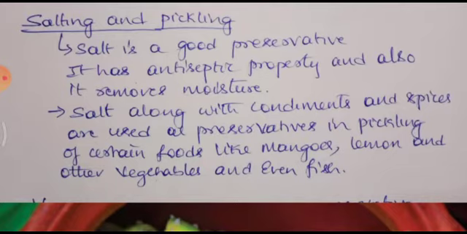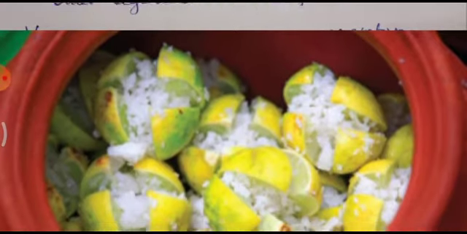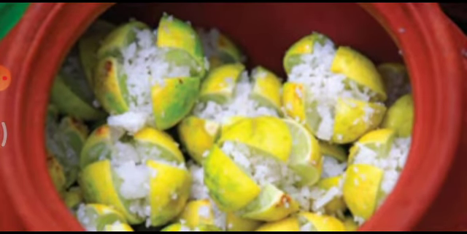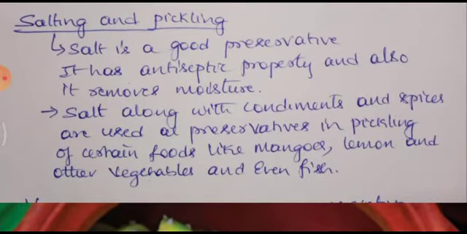Salt along with condiments and spices is used as a preservative in pickling of certain foods like mangoes, lemon and other vegetables, and even fish. In large quantity, salt is used for preservation of fish, and also different items are stored by the salting process. Here you can see the depiction. Here lemon is added with a large quantity of salt, thereby the lemon can be kept for a longer time without any spoilage. So this is the salting and pickling method.